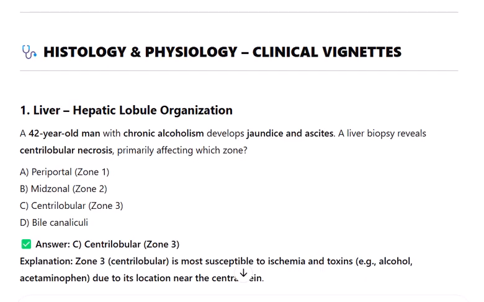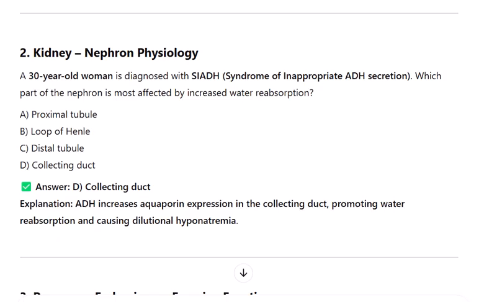2. Kidney, nephron physiology. A 30-year-old woman is diagnosed with SIADH, syndrome of inappropriate ADH secretion. Which part of the nephron is most affected by increased water reabsorption? A. Proximal tubule, B. Loop of Henle, C. Distal tubule, D. Collecting duct. Answer D. Collecting duct. Explanation: ADH increases aquaporin expression in the collecting duct, promoting water reabsorption and causing dilutional hyponatremia.